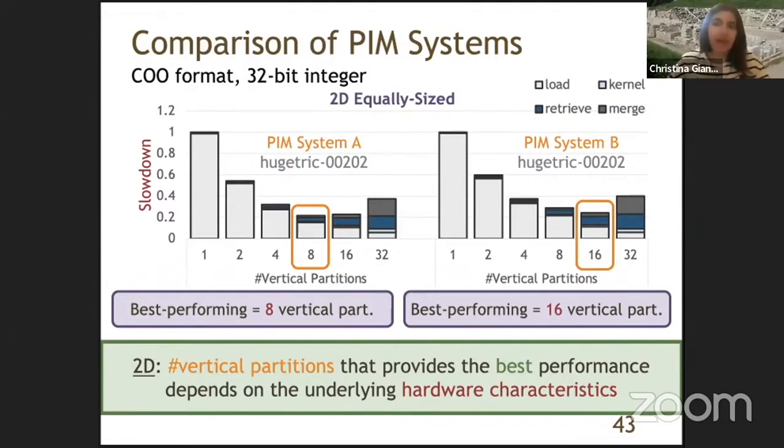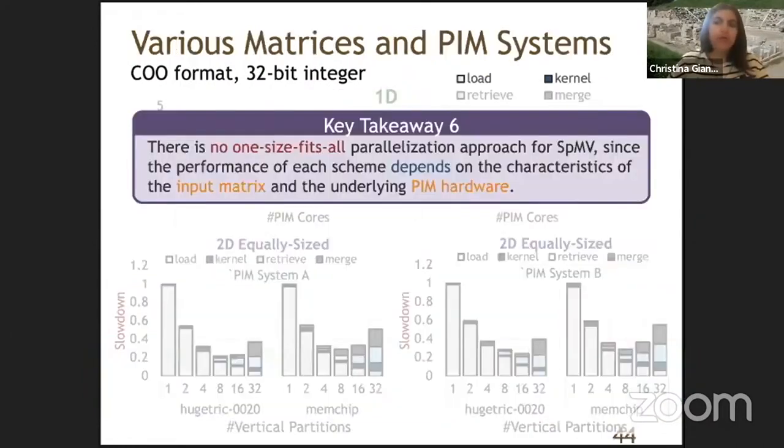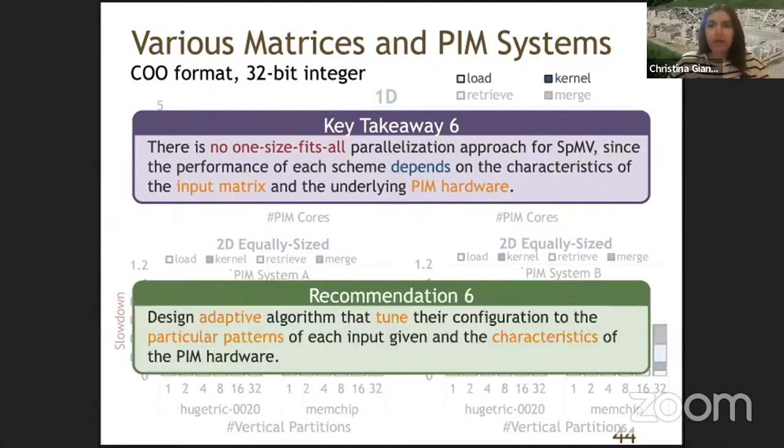Based on the last three experiments, we conclude that there is no one-size-fits-all parallelization approach for SpMV in the PIM system, since the best end-to-end SpMV performance of each parallelization scheme depends on the characteristics of both the input matrix and the underlying PIM hardware. Therefore, we recommend programmers to design adaptive algorithms that tune their configuration to the particular patterns of each given input and also to the characteristics of the underlying PIM hardware.